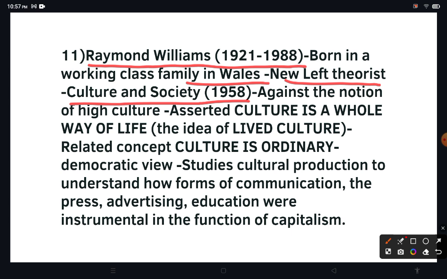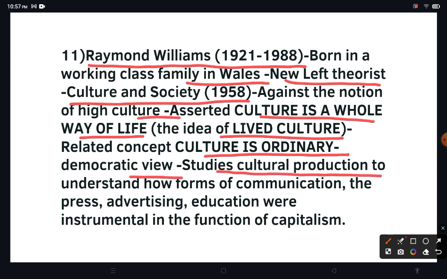Against the notion of high culture, he asserted culture is a whole way of life. The idea of lived culture, so he asserted that culture is a whole way of life, and related concepts that culture is ordinary. To give a democratic view, he studies culture production to understand how forms of communication, the press, advertising, education were instrumental in the function of capitalism.